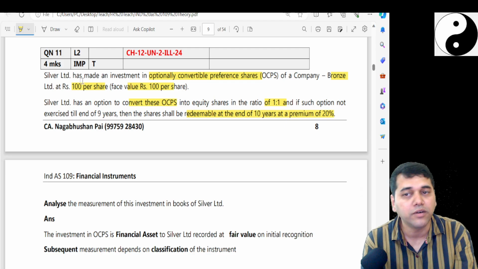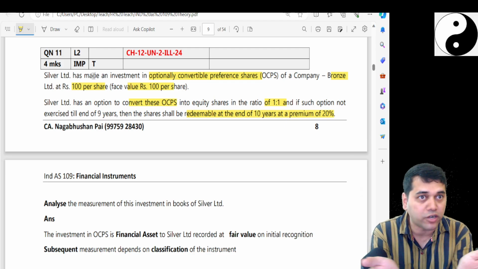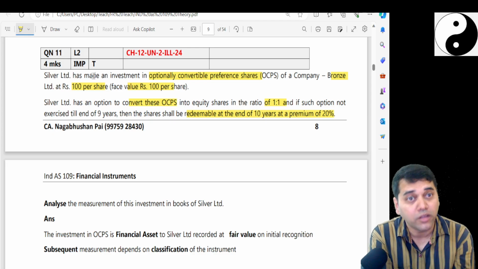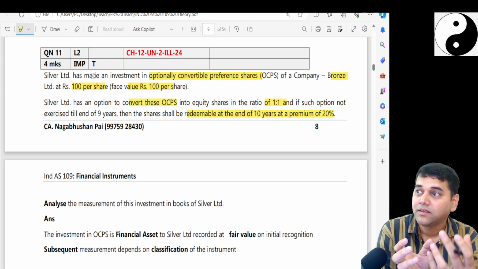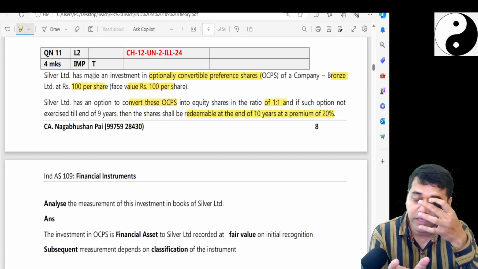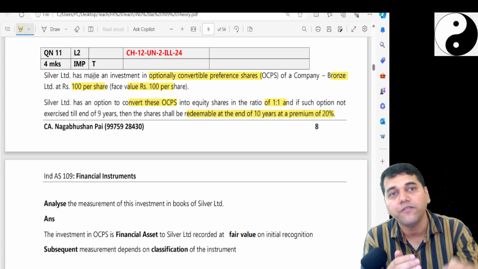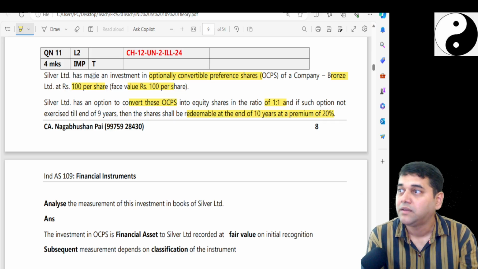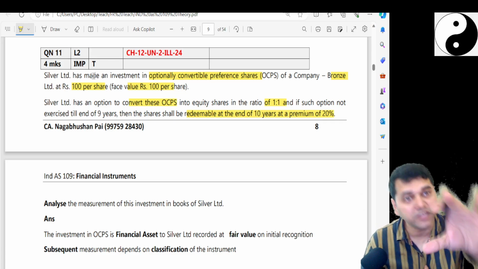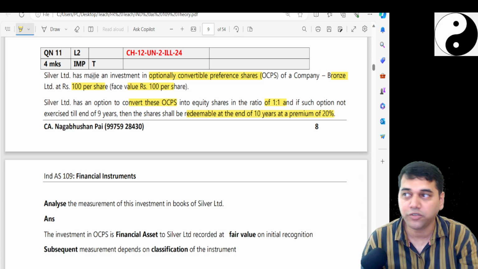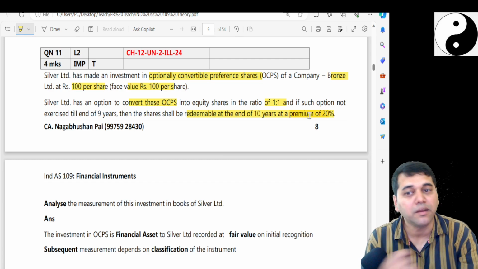Now it is very clean. For Silver, it's a financial asset, so split is not required. But for Bronze, it is a compound instrument. The option is meant for the fixed for fixed test. And what is my financial liability? Both principal and interest, because if you don't opt, I have to pay it. And it's a compulsory interest I have to pay.